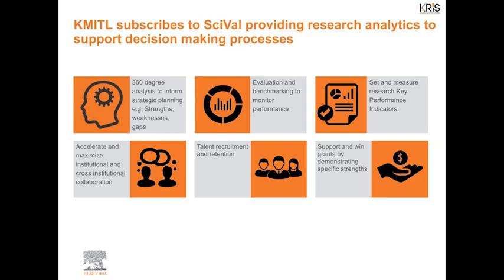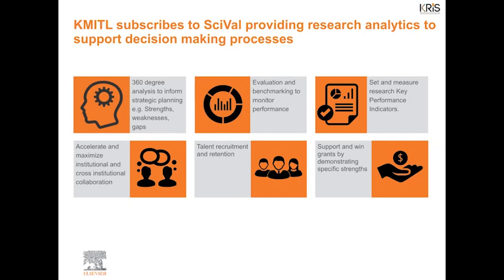The tool can be used to set and measure key performance indicators. So for example, if you wish to encourage your researchers to publish in top quartile journals, you can use SciVal to see how many papers each individual or each department has published in the top quartile journals, or there are many other indicators which you can use.